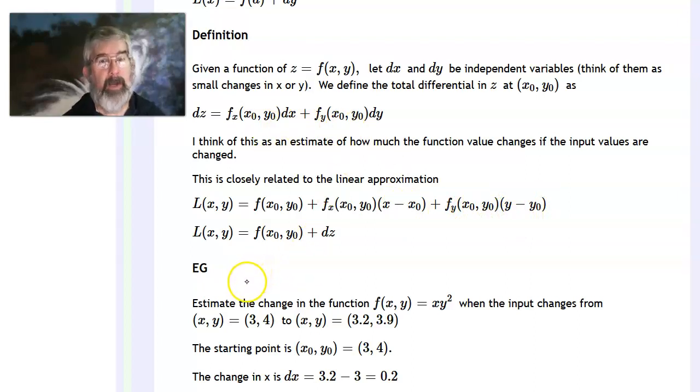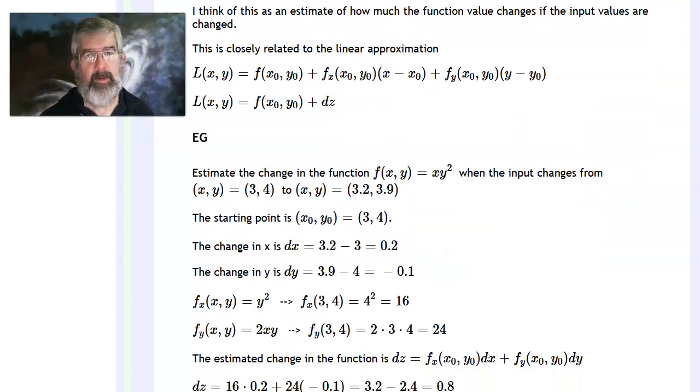So the linear approximation is a starting function value plus a change in the function value. And that change in the function value is what we call the differential. Right? Here's an example.